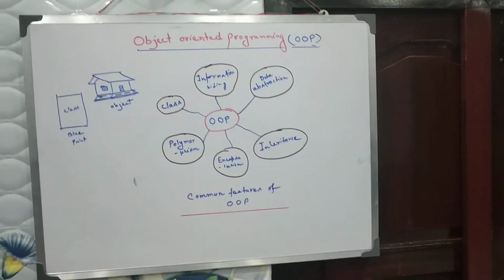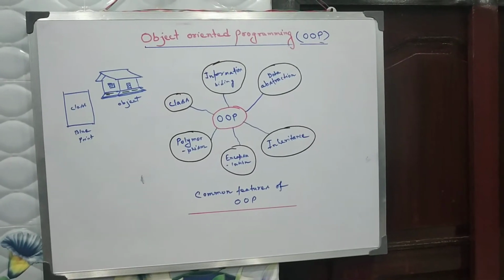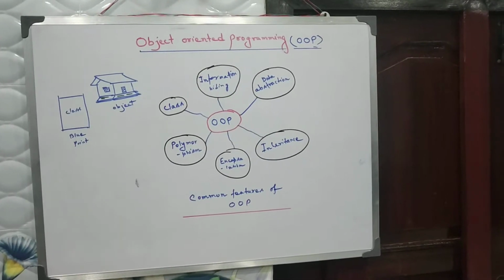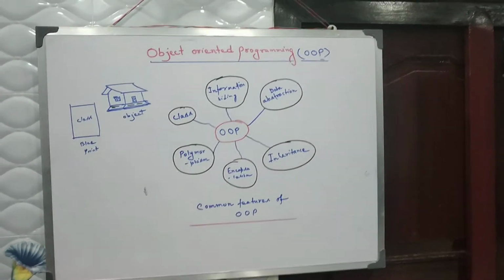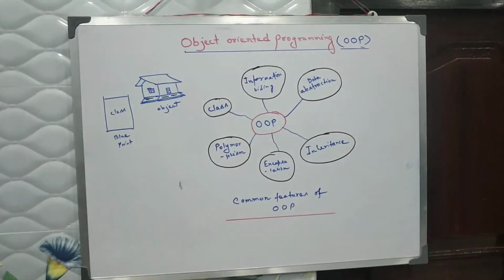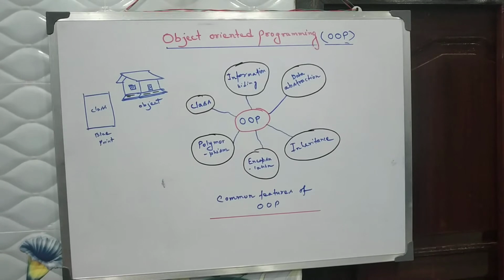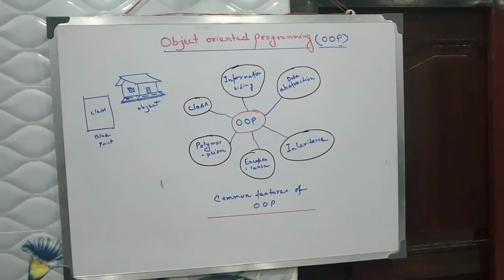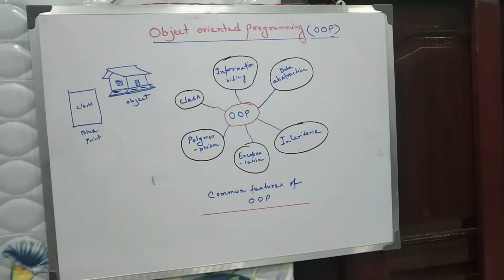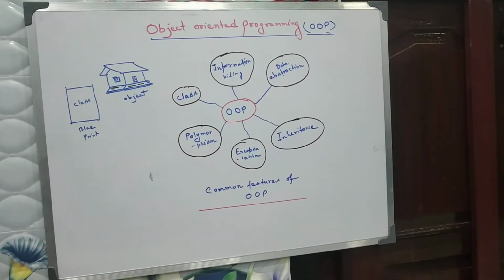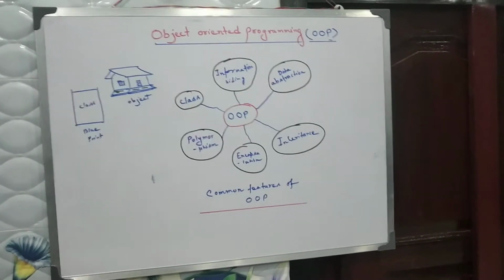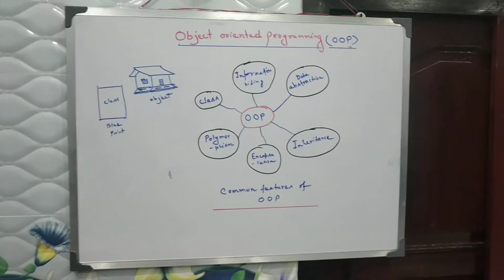First generation languages were similar to machine languages. In the second generation they used assembly languages. In the third generation they used high level languages like C, COBOL, Fortran. And in the fourth generation we have used a more advanced, more versatile language, which is known as object oriented programming language.